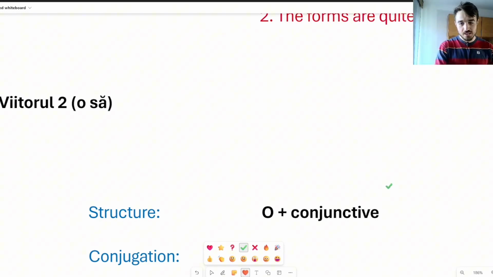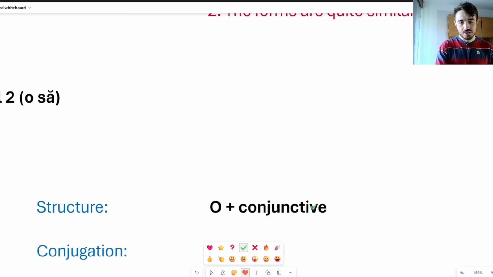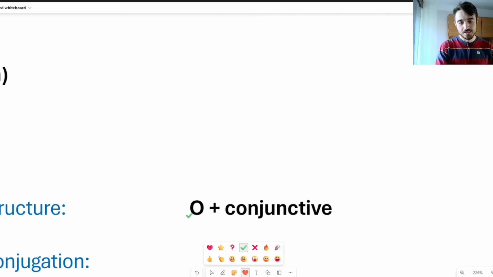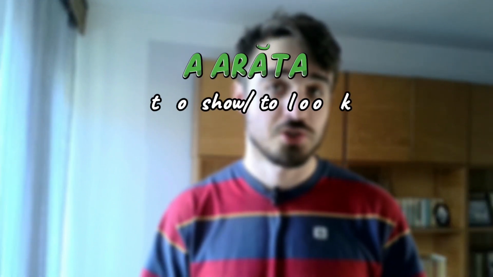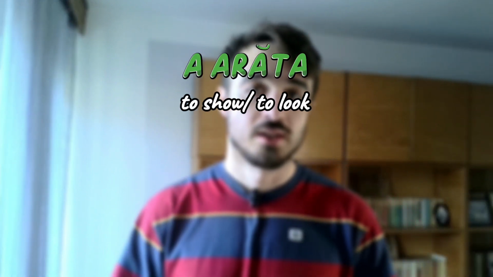As you can see here, the structure is quite simple. It's O, this is the letter O, not the zero, plus conjunctive. So the să form of the verb, that's a mood, not a tense. We have a link up here for the conjunctive video where you can learn more about it. Let's take an example with a random verb. In this instance, let's take arăta, to show or to look.